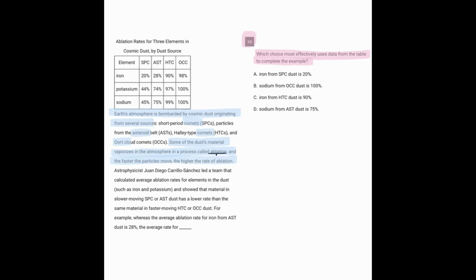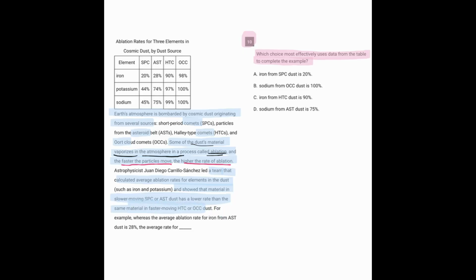So, what is the ablation? It's the idea of the dust material vaporizing in the atmosphere. And we're seeing the rule: the faster the particles move, the higher the ablation, the higher that they're going to vaporize into our atmosphere. So this team, or this person, led a team that calculated the ablation rates for elements in the dust and showed that materials in slower moving SPC or AST dust has a lower rate than the same material in faster moving HTC or OCC dust.